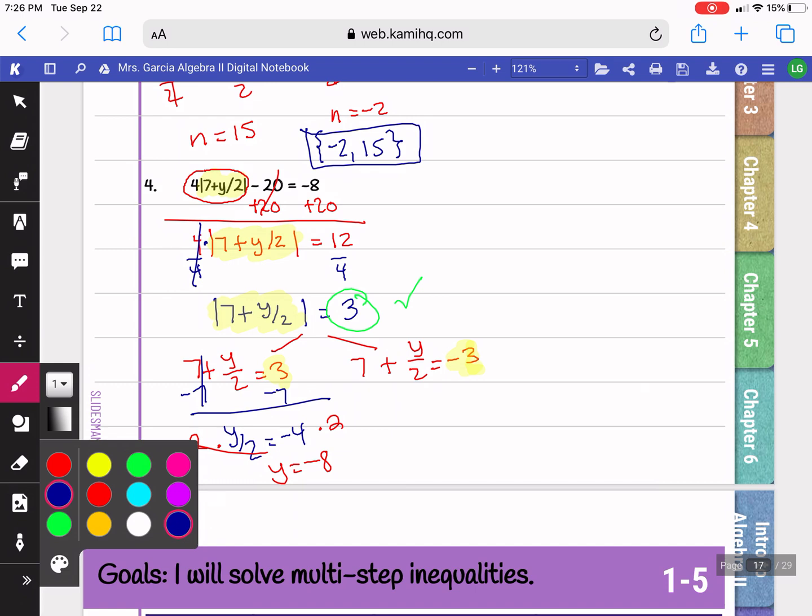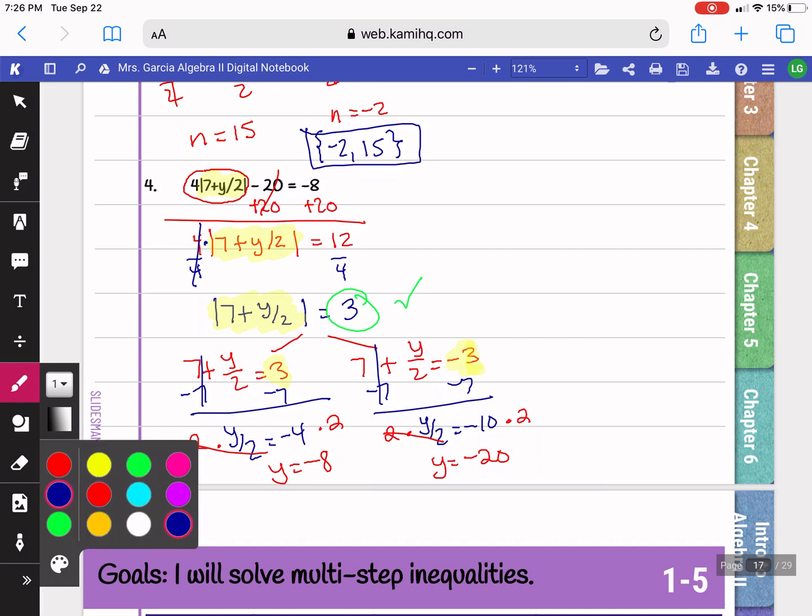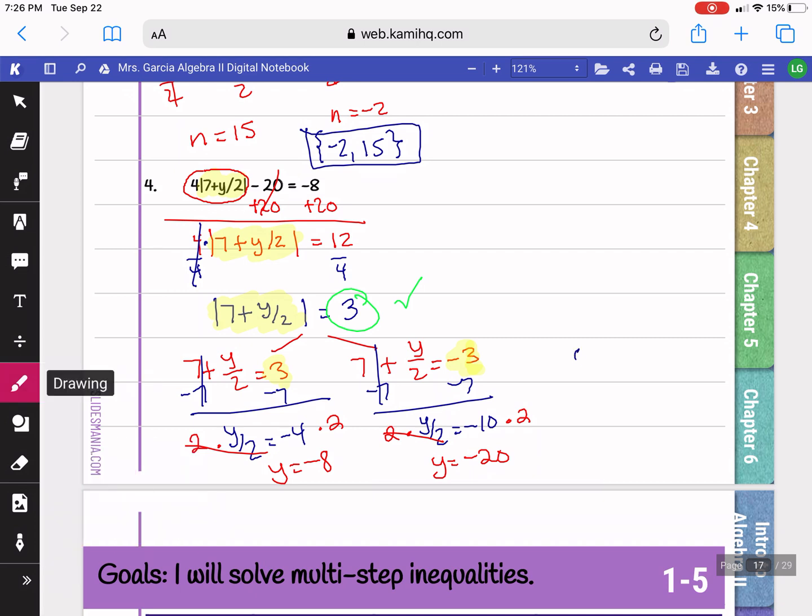For the other one, I'm going to do the same step. So minus 7. Negative 3 minus 7 is negative 10. And now we can multiply both sides by 2. So our solution for y is a negative 20. And we want to write our final answer as a solution set. So since negative 20 is smaller, I'm going to put that first before the negative 8.